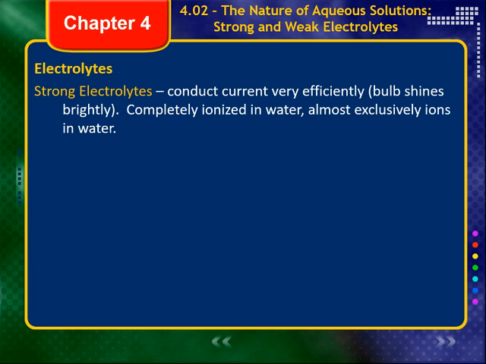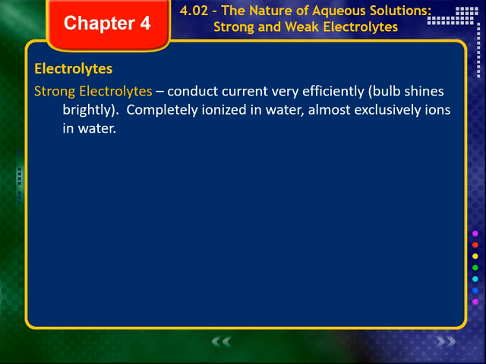So when you have a strong electrolyte, it's going to be conducting electricity very, very brightly. And when you use electrolytes in the contraption that we'll see on the next slide, you can conduct a lot of electricity, meaning that if you hook a light bulb to that, the bulb is going to shine very brightly. What's happening here is that the electrolyte is being completely ionized in the water, resulting in almost exclusively ions in water.